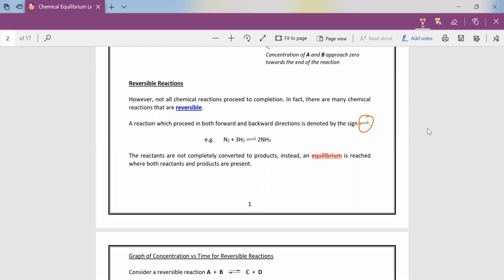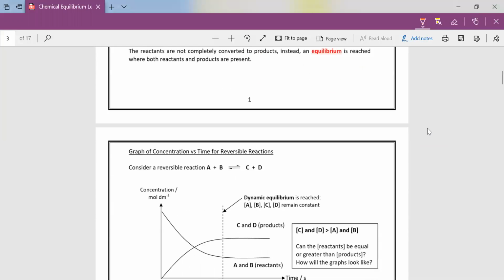What this means is that while the forward reaction is taking place, the backward reaction is also taking place as well. In this example, nitrogen and hydrogen combine to form ammonia, but ammonia is also breaking down at the same time to form nitrogen and hydrogen. This is what we call equilibrium. This is a state where the concentration of the reactants and the products roughly stays the same.